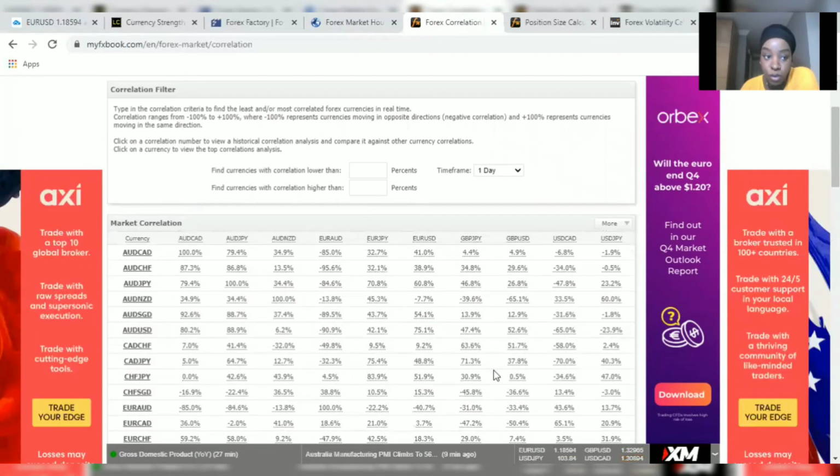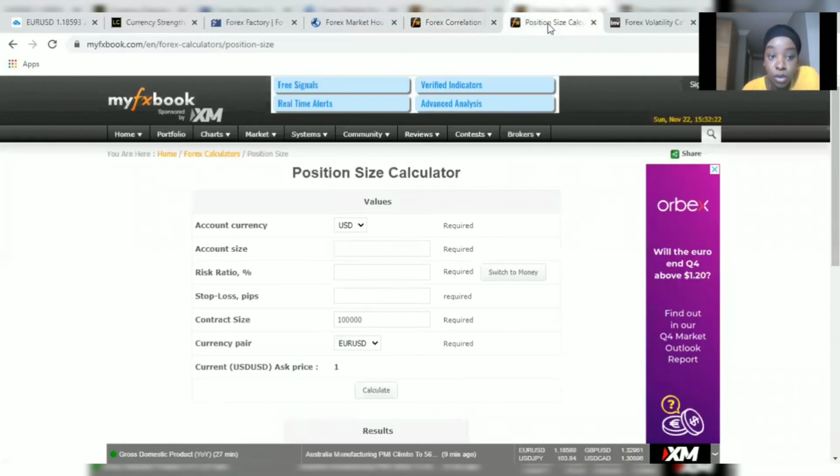Of course, you still have to mark up the chart and make sure that it is going in that direction, but this is a good indicator of it heading in the same direction, all right? It's a good place to start. All right, another thing you can use within this myfxbook.com is a position size calculator.